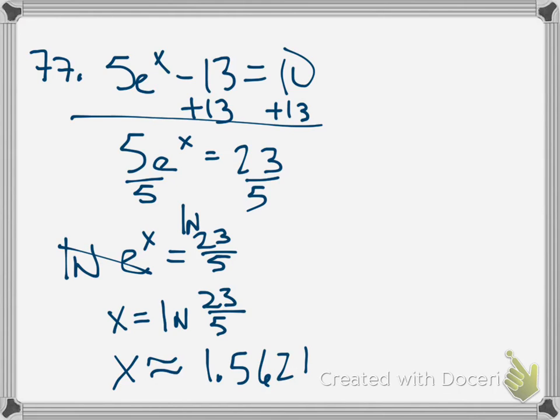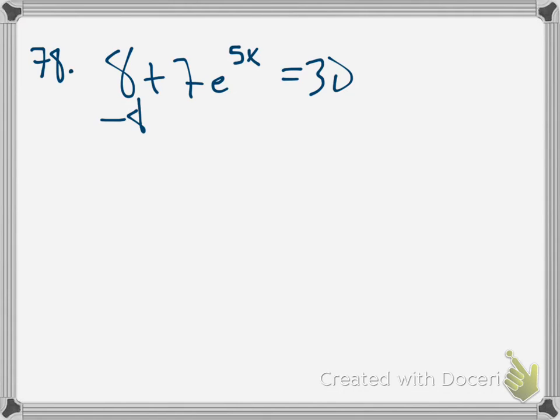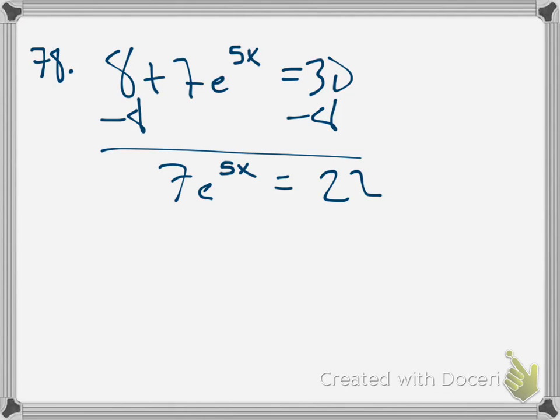Okay, and then finally number 78, and this will be my last one for this one. 8 plus 7e to the 5x equals 30, because, well, why not? Let's just have some fun. So I'm going to subtract the 8. That gives me 7e to the 5x is equal to 22. Then I'm going to divide by 7. Oh no, it doesn't come out even. That's okay. Leave it as a fraction.